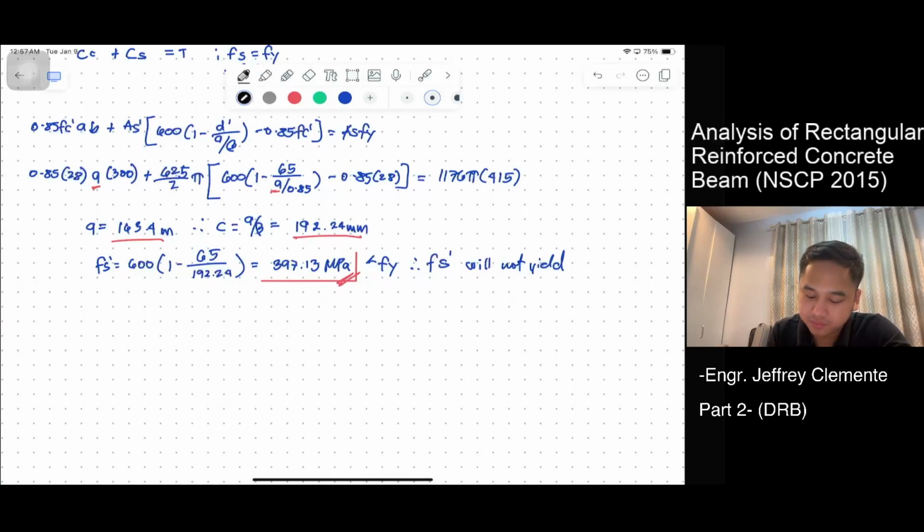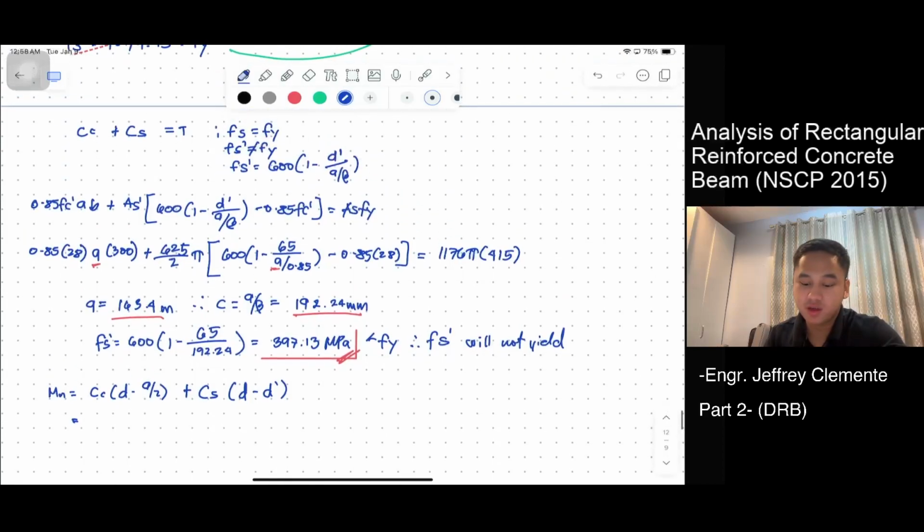Ang Mn natin, ano ang Mn natin? We can use the T1 plus T2 yung ganon. Pero pinakamaganda is, ang gamitin natin is yung C multiplied by D minus A over 2 plus CS multiplied by D minus D prime. Diba? Pag ginamit kasi natin T1 sa T2, kailangan pa natin hanapin yung AS2. So, mahirapan tayo. So, magaganda, gamitin natin itong ginamitan sa una, which is CC plus CS.